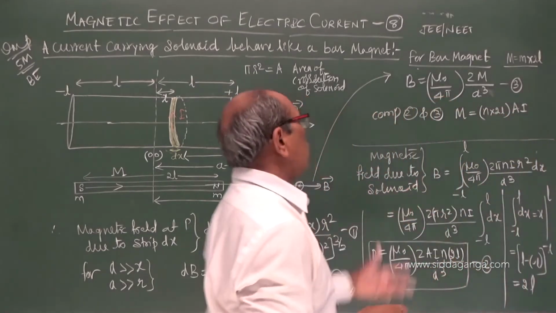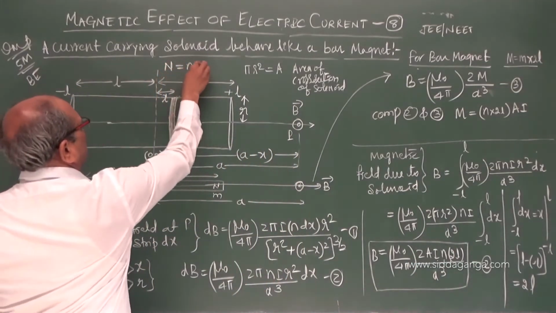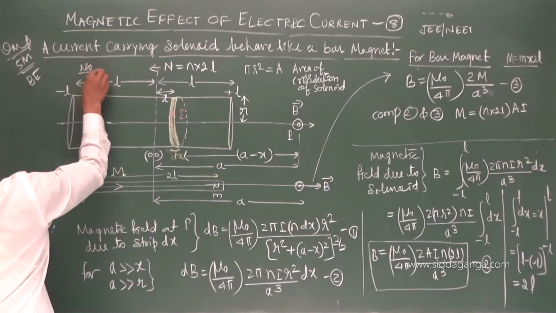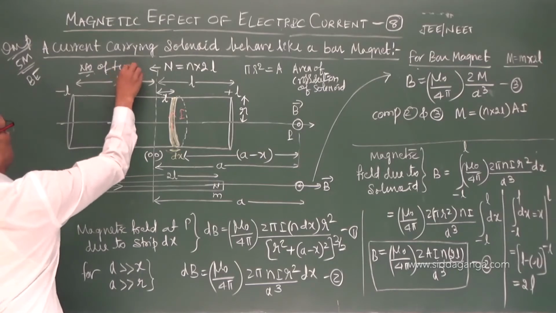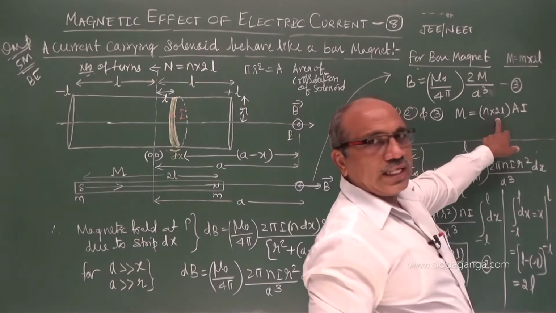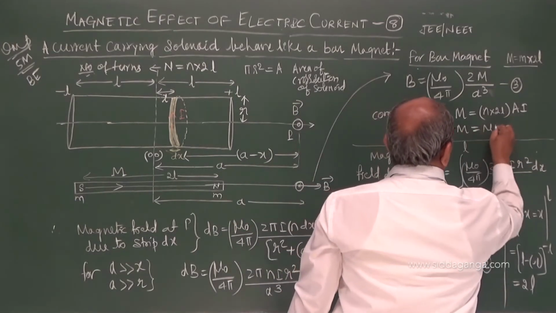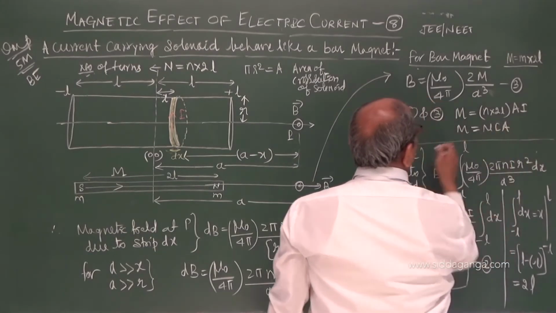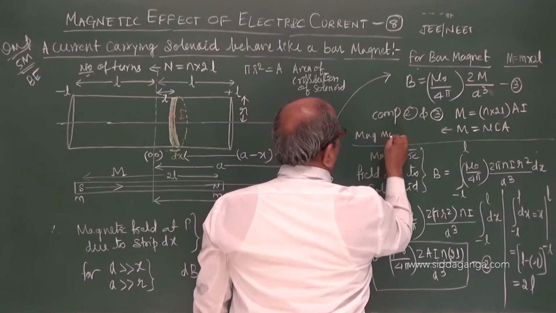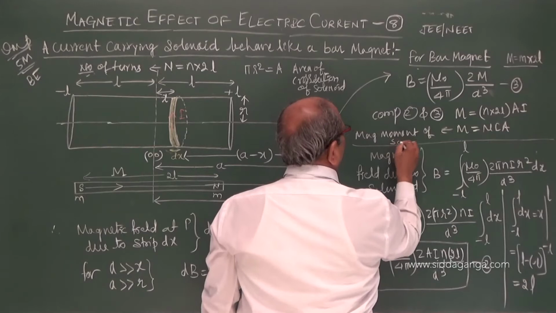What is n into 2L? I told you, n is the number of turns per unit length, total length is 2L, so n into 2L is the total number of turns in a solenoid. Therefore, M is equal to NIA. It is nothing but the magnetic moment of a coil, or now it is a solenoid.